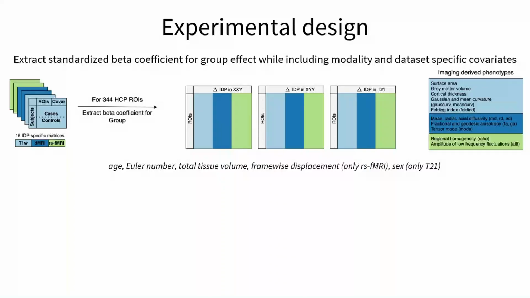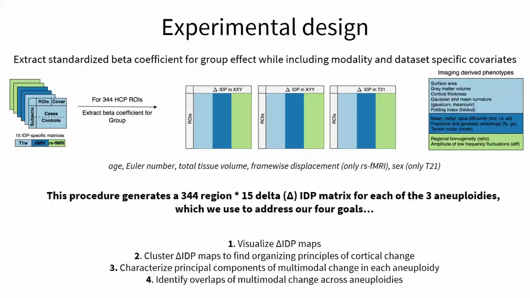And so for each aneuploidy and phenotype separately, we fit a linear regression model to extract standardized beta coefficients for 344 brain regions from the Human Connectome Project parcellation, while also including various modality and dataset-specific covariates. And so this procedure generates a 344 brain region by 15 delta IDP matrix for each of the 3 aneuploidies, which we use to address our 4 goals using the 4 analyses listed over here.